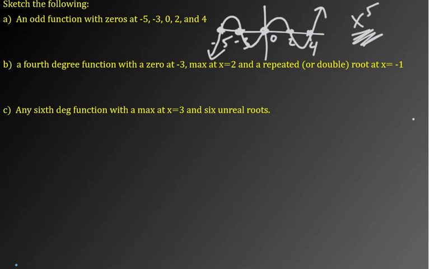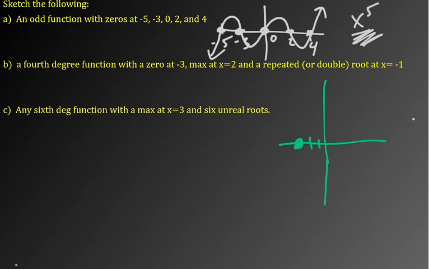All right, so this next one, I want a 4th degree function with a 0 at -3, max at 2, and a repeated or doubled root at x equals 1. Okay, a lot more going on here. So let's just start with, I think I'll be able to fit it right there. So fourth degree means it's just shooting off in the same direction. And we need to have 4 roots, okay? It definitely has a 0 at -3. So 1, 2, 3, we have a root, okay?